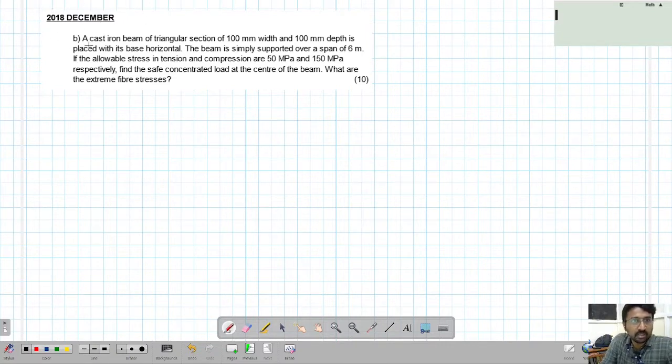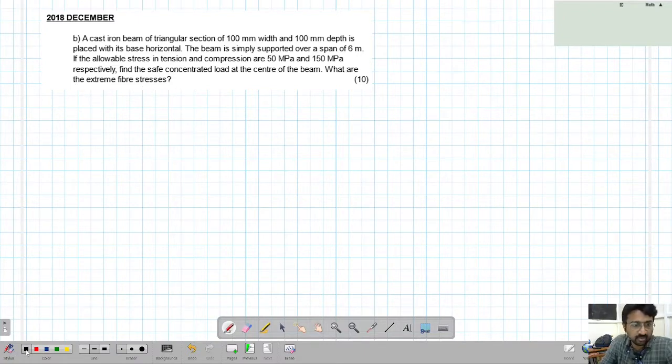Okay. So a cast iron beam of triangular cross section of 100 mm width, 100 mm depth is placed with its base horizontal. Okay, the beam is simply supported over a span of 6 meters. If the allowable stress in tension and compression are 50 and 150 MPa respectively, find the safe concentrated load at the center of the beam. What are the extreme fiber stresses?